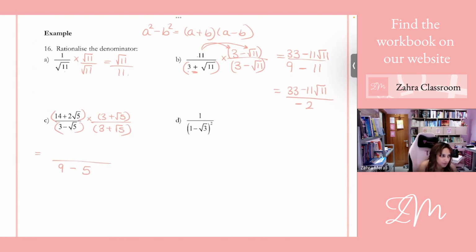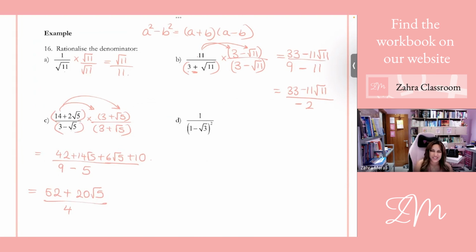And on the top, we've got 14 times 3 to give us 42. 14 times root 5 to give us 14 root 5. 2 root 5 times 3 to give us 6 root 5. And then remember here, you've got 2 root 5 times root 5. Root 5 times root 5 make 5. Times the 2 give you 10. And so you're going to get 52, 14 plus 6 to give you 20 root 5 over 4.